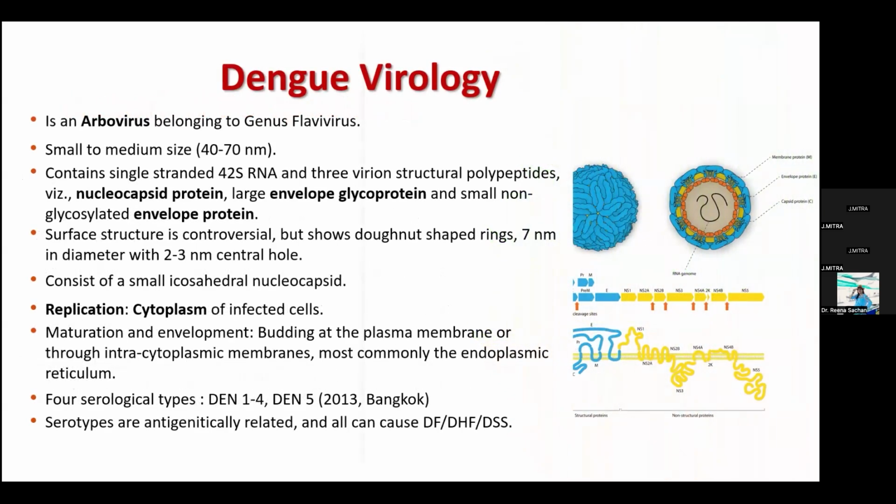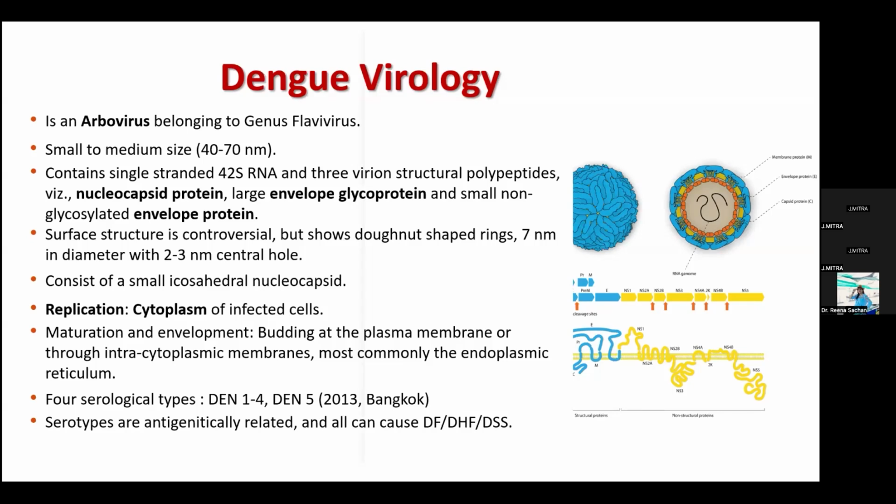Coming to the virology, as already told, it is a mosquito-borne virus. It belongs to the arboviruses and to the genus Flavivirus. It is a small and medium-sized virus, basically single-stranded positive sense RNA, having nucleocapsid protein, large envelope glycoprotein, and small non-glycosylated envelope proteins. It consists of a small icosahedral nucleocapsid. What we see in the patient is that its replication occurs in the cytoplasm of the infected cell, and maturation and development are seen inside the cells. Basically, the plasma membrane or other intracytoplasmic membranes, mostly the endoplasmic reticular membrane, is involved for its budding.